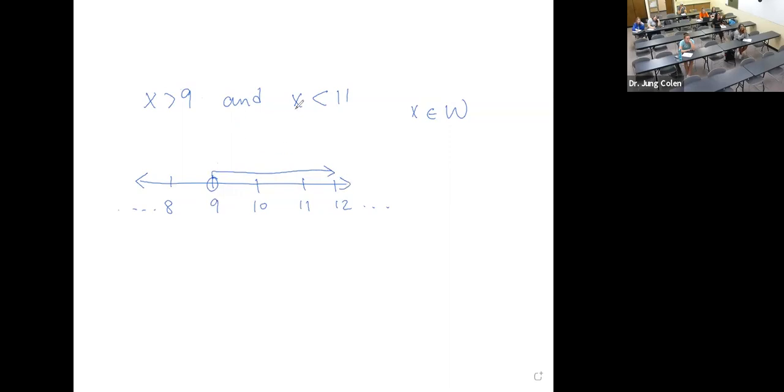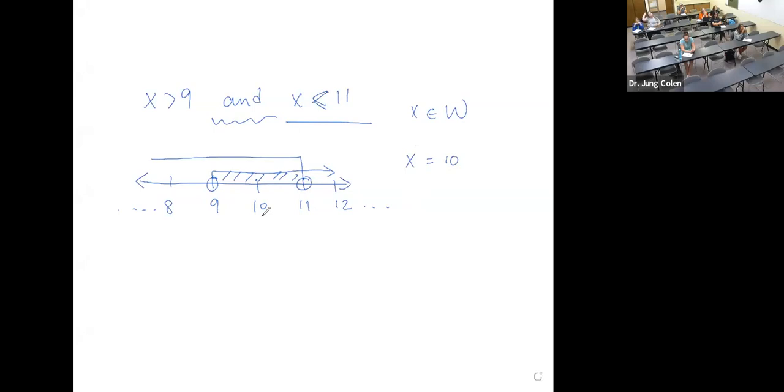And x is less than 11. So 11 is here, and less than means numbers on the left hand side. It says and, which means we need to look at the overlapping part. Which whole number is in between 9 and 11? Only 10, because these two are not included. So the only whole number is 10. The number line is very useful, right?